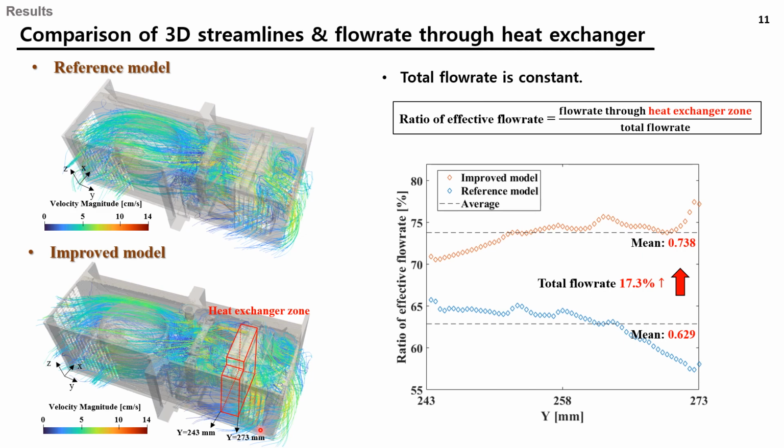So to quantitatively investigate the flow rate through the heat exchanger, we define the ratio of effective flow rate. This is calculated as the flow rate through the heat exchanger zone divided by the total flow rate. As you can see in this graph, it confirms that the flow rate through the heat exchanger of the improved model was increased by 17% compared to the reference model.